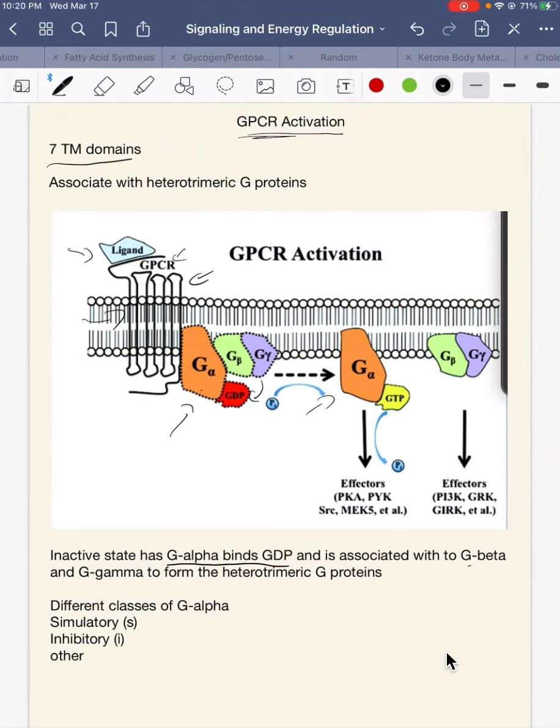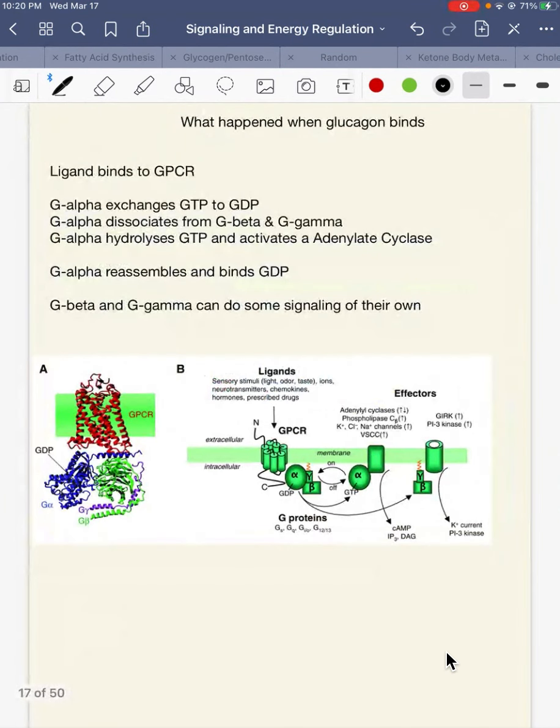So what happens is when a ligand, for example glucagon, binds... glucagon is not the only thing in the world that uses this. Other molecules can use this system, but usually when we learn about it, we learn it with glucagon. So when glucagon binds, G alpha, instead of being in the inactive state, dissociates and grabs a phosphate, so it has a GTP, and then it's able to hydrolyze that GTP and activate the next protein. Okay, so what happens when glucagon binds?